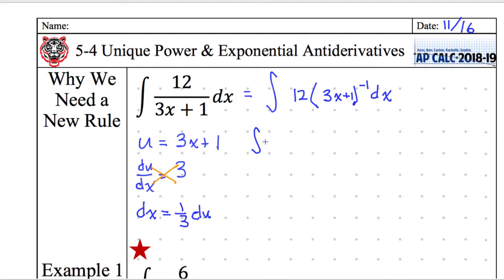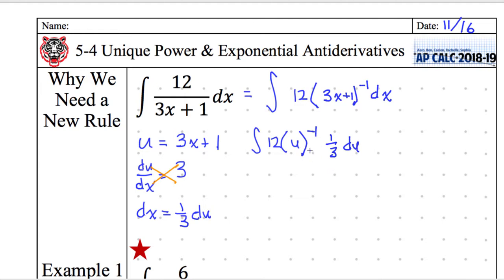dx equals 1/3 du. You want to just go ahead and rewrite this while substituting in? So I still have that 12 out front, right? Yeah. 12 times what? Careful, 3x plus 1 is now u. So I just have u to the power of negative 1, all of that times, it's not dx anymore. It is now 1/3 du. There it is, 1/3 du.